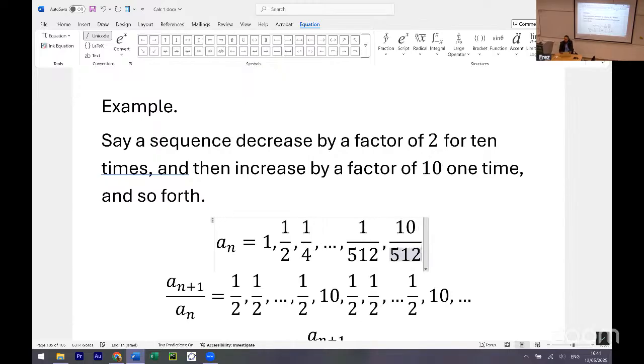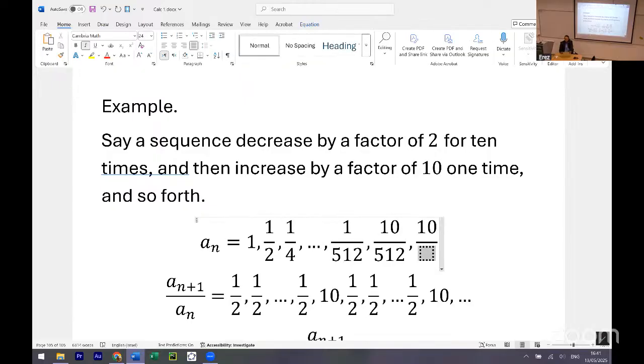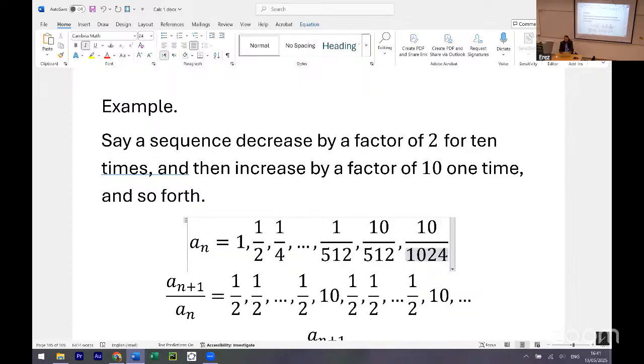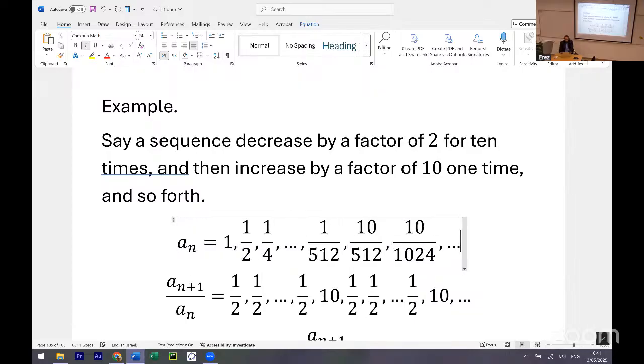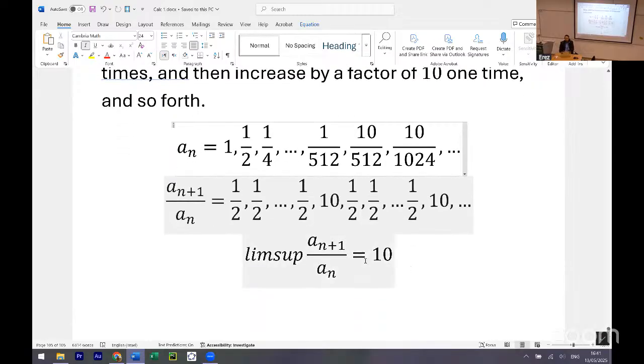Okay. And then 10 over 1024, and so forth. Agreed? The ratios are half, half, half, 10, half, half, half, 10. Okay, so the lim sup of the ratio is 10, because most of the time the ratio is half, but an infinite number of times it's 10.